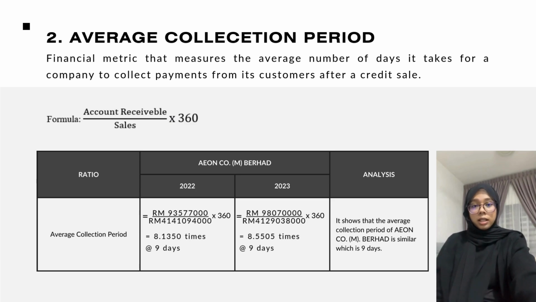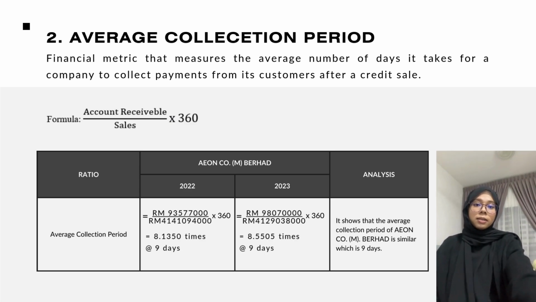Now, moving on to the calculation. The formula for average collection period is accounts receivable divided by sales times 360. As you can see, for 2022, the average collection period is 8.1350, rounded up to 9 days, and for 2023 it is 8.5505, also rounded up to 9 days. Based on the calculation, the average collection period of Aeon is similar, which is 9 days.